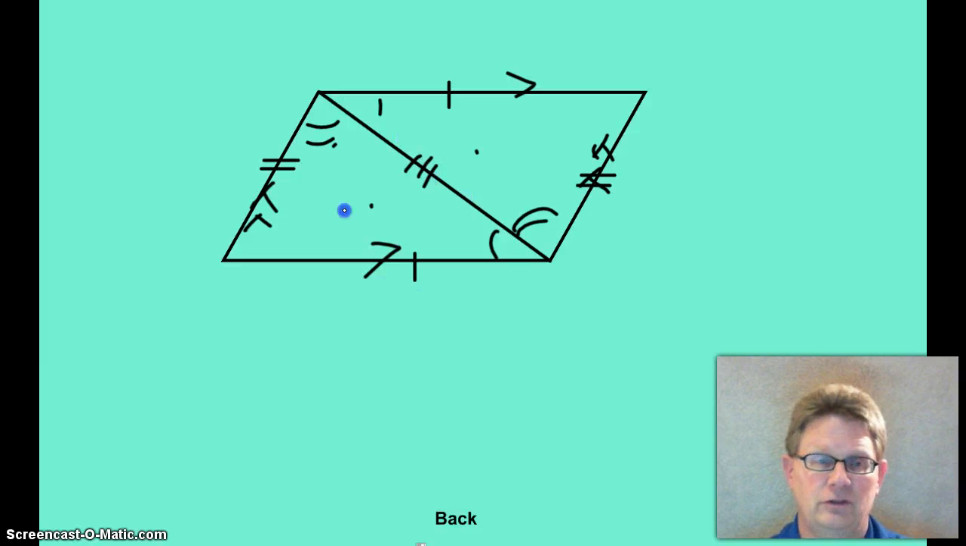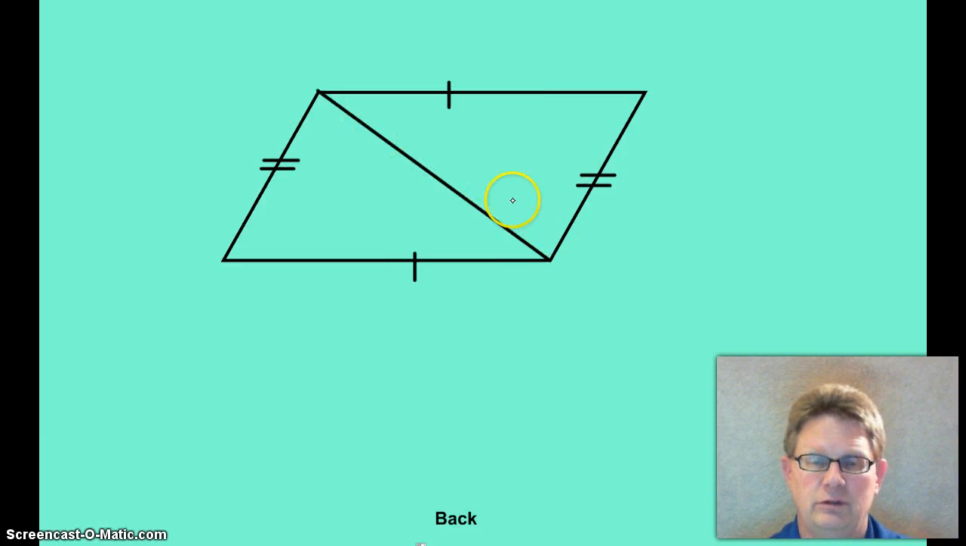That's why if you can just show that both pairs of opposite sides are congruent to each other, then it's a parallelogram.